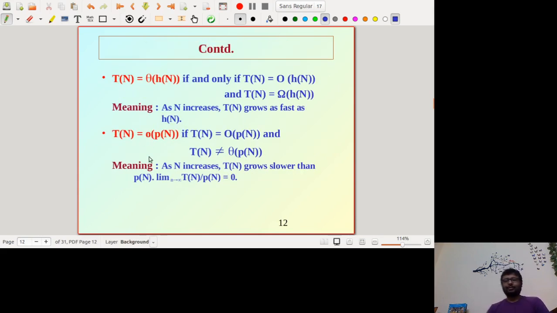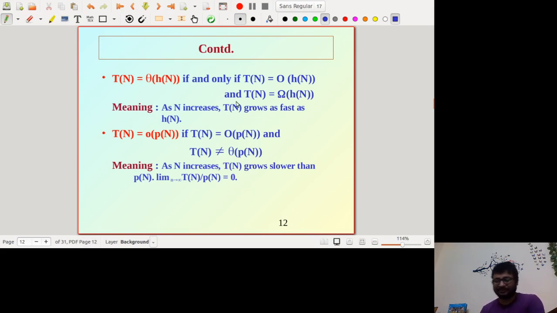Okay, little o. Tn is equal to little o of Pn if Tn is equal to order of Pn, but Tn is not theta of Pn. That is, Tn is upper bounded by some constant times Pn, but Tn grows strictly slower than Pn. Tn cannot be lower bounded in terms of Pn, like a constant times Pn.